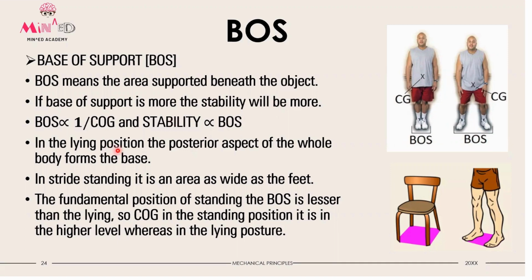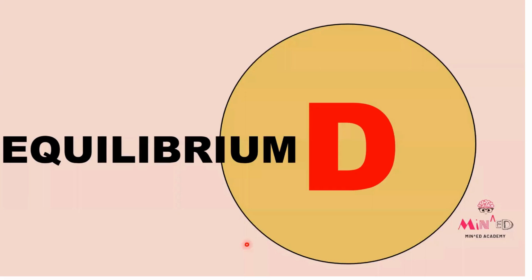In lying position, the posterior aspect of the whole body forms the base. In straight standing, it is an area as wide as the feet. And in the fundamental position of standing, the BOS is less than in lying. So COG in standing position is at a higher level, whereas in lying posture it is lower. Then the last one for the day is equilibrium.